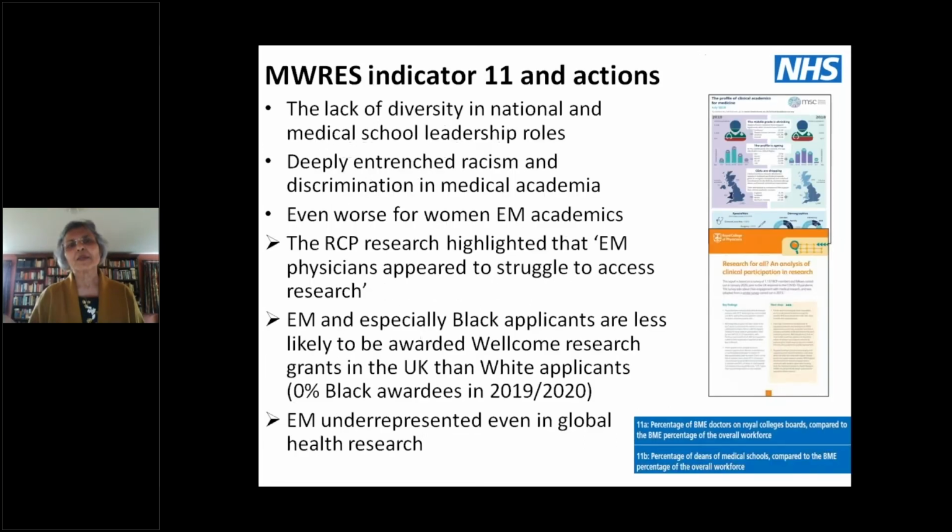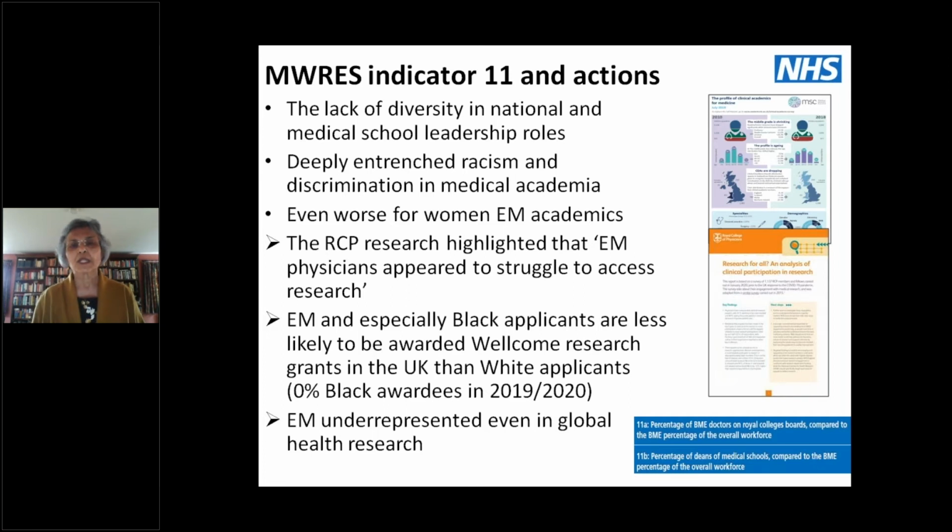Indicator 11 relates to diversity in national, medical school and academic leadership roles, so deans of medical schools and so on and so forth. And I want to say a word about medical academia here, because this is where there is the most deeply entrenched racism and discrimination. And it's worst for women of ethnic minority backgrounds who aspire to become academics.